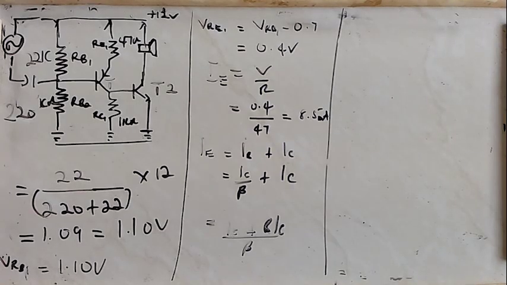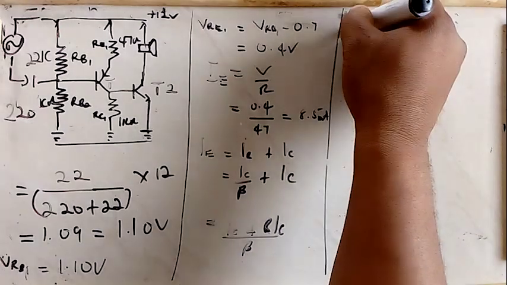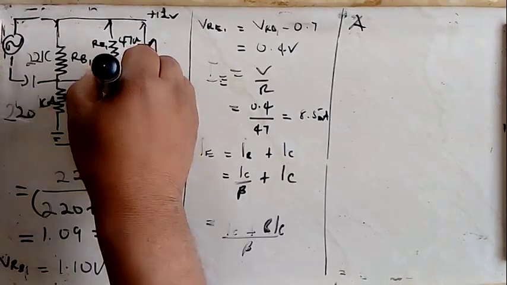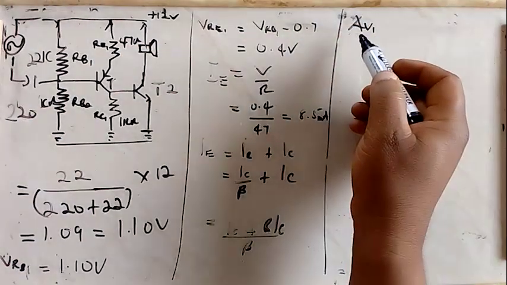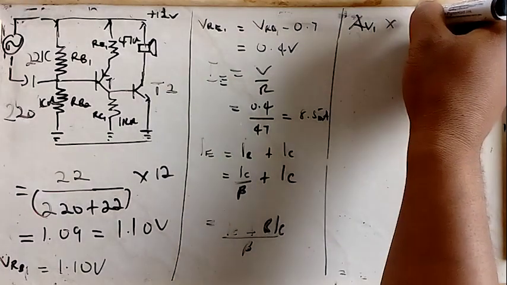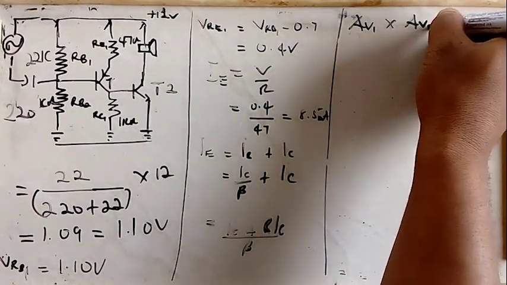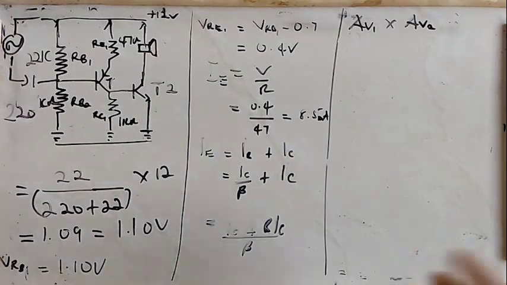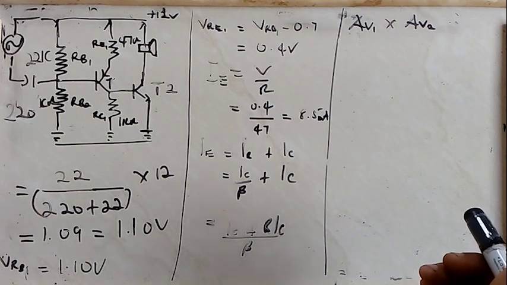Okay, now let's go to our voltage gain. Because this is a 2 transistor amplifier, we will establish the voltage gain of the first stage involving T1, AV1. A is for gain. And then the voltage gain of the second stage, and then they will multiply to give us our overall voltage gain. So let's get into it.